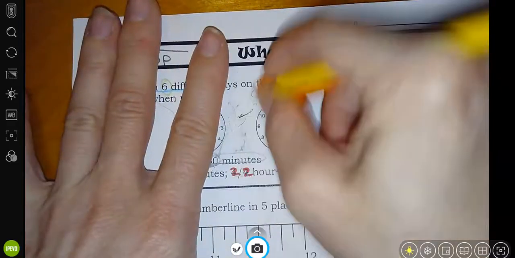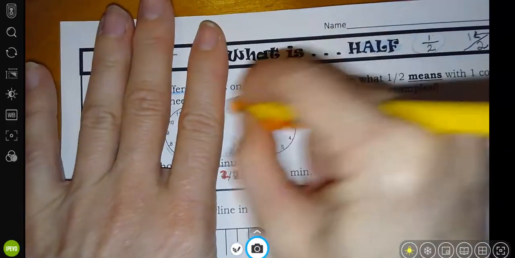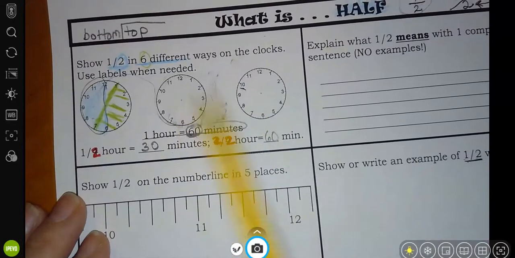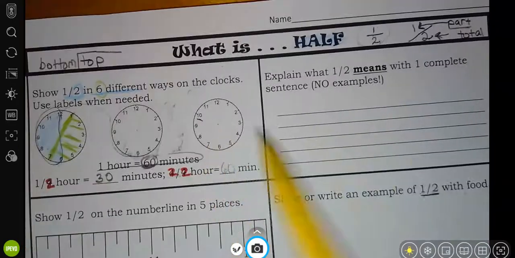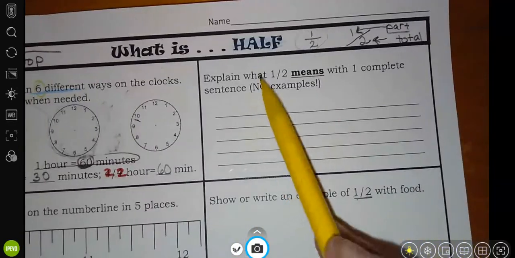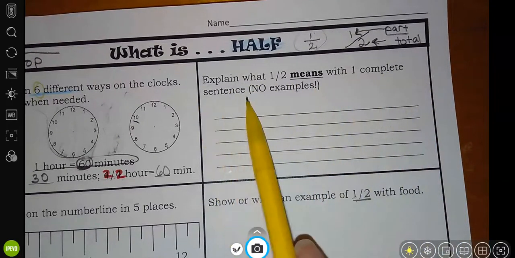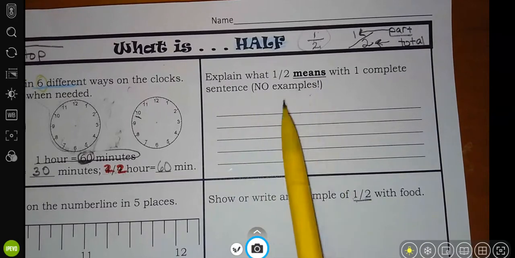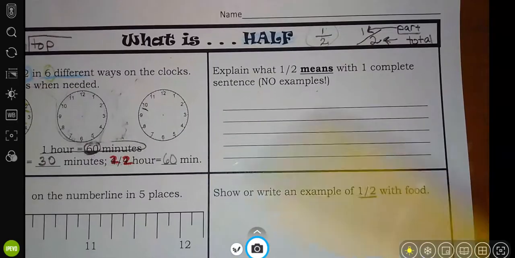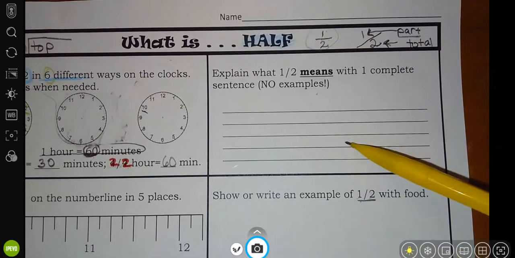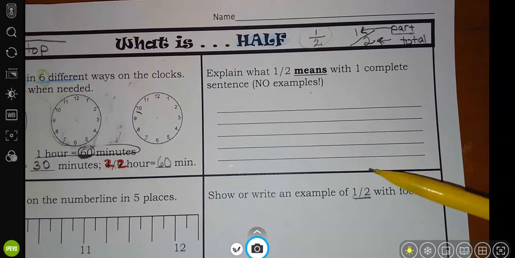Having played with that, the rest of your assignment in this section is just to show 4 more ways to show half on a clock. Explain what 1/2 means with 1 complete sentence and no examples. After you are done watching this video, you should have a pretty good idea of what to put there. That I am not going to lead you toward.